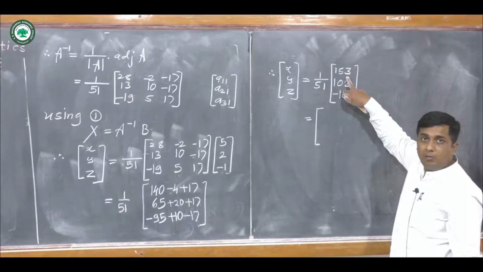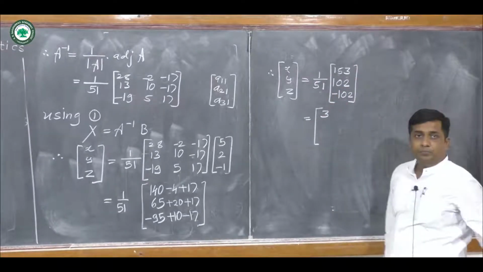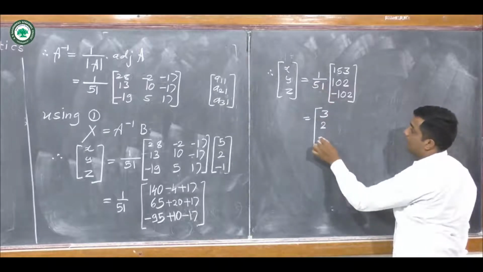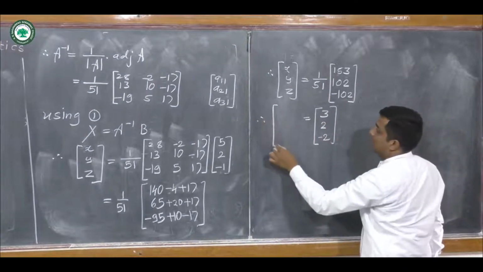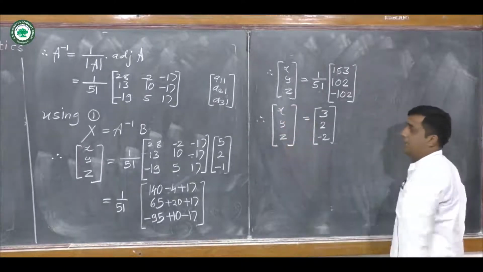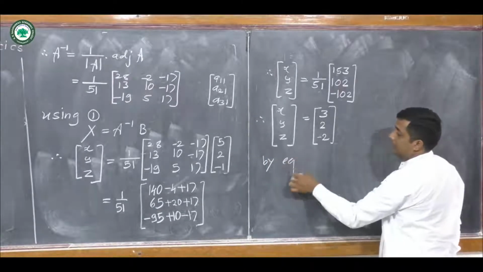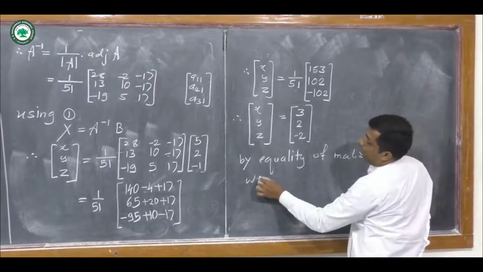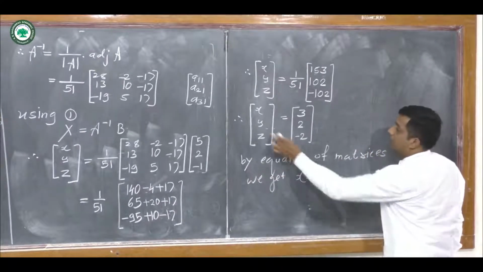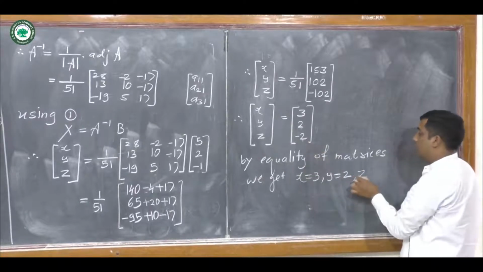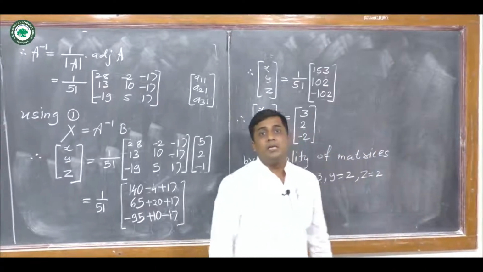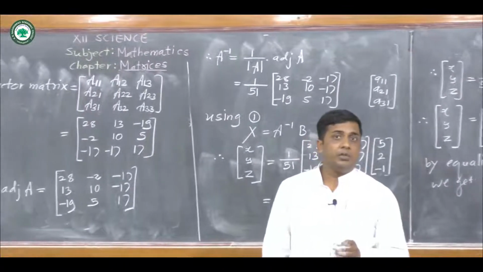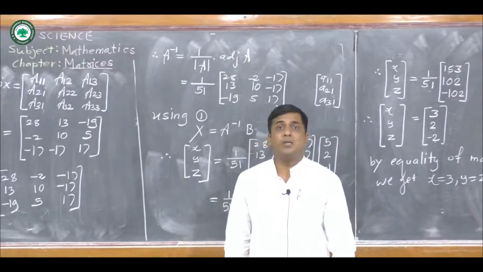We know 153 upon 51 is 3. Then 102 upon 51 is 2. And in last, minus 102 upon 51 is minus 2. So this is the LHS, the matrix having elements x, y, z. Now by equality of matrices, we get x is equal to 3, then y is equal to 2, then z is equal to minus 2. So we find the variables x, y, and z by using the inversion method. That is, we find the inverse first, then by using the inversion method we find these variables.